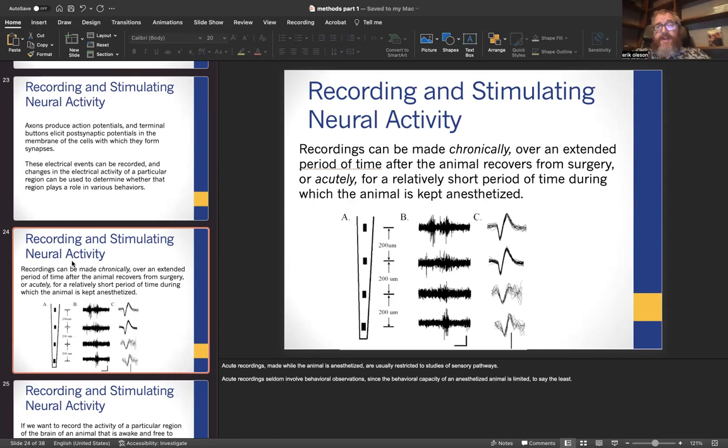Recordings can be made chronically over an extended period of time. So here, what I would have done in the past is I've inserted as many as 80 different wires in the brain of an animal and then let them behave over the course of a month and just monitor how the neurons are behaving every day over that period of time. Alternatively, I have at times, more commonly, dropped an electrode in on the day of the recording and made a recording and then took my electrode out.